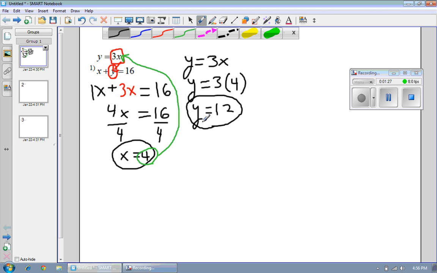How do we write our answers for systems of equations? We write them in an ordered pair. We think back, and we think anytime you have a pair of numbers, we write the x first and then the y. So what's our answer going to look like? (4, 12).